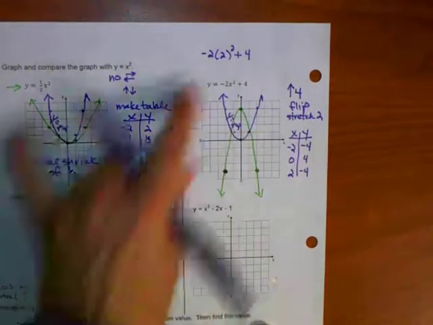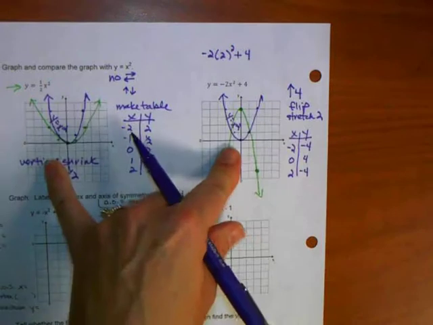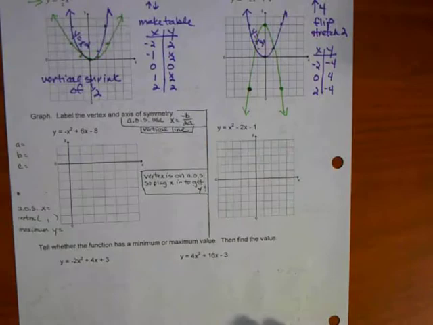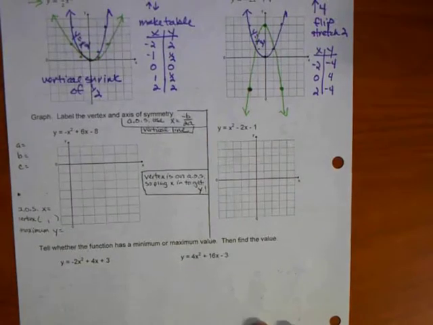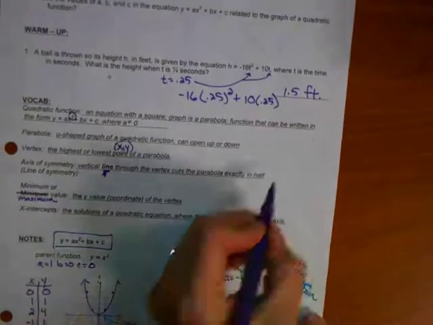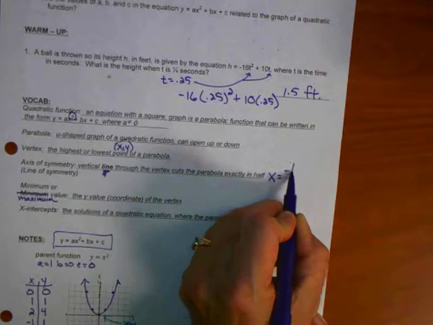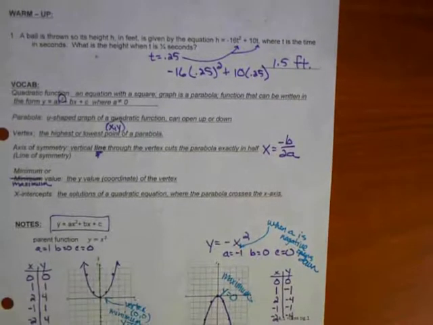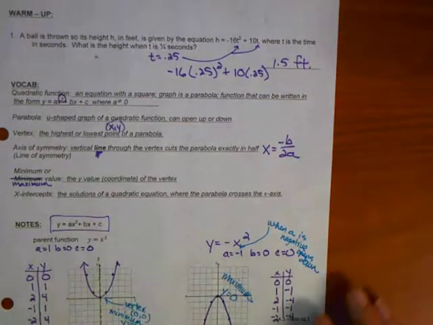Okay, that's one thing you're going to have to do, compare to the parent function. Another thing you have to do is work with the axis of symmetry and the vertex to draw your equation. Probably should have you write this here, and I didn't do it. Axis of symmetry, this is the equation you use. x equals negative b over 2a, which is actually part of the quadratic formula. What is the quadratic formula? We'll get to that later.